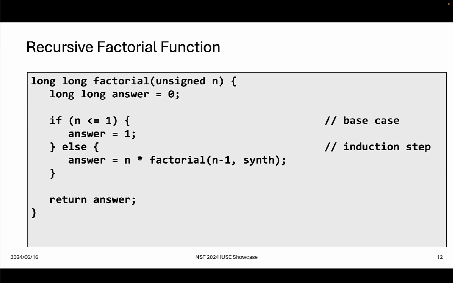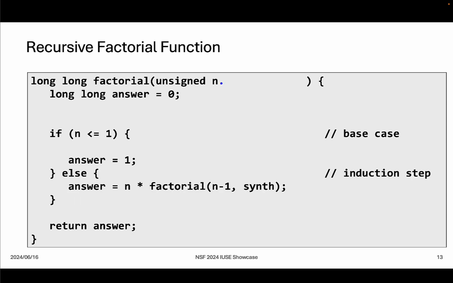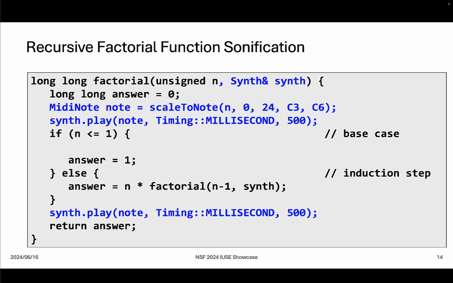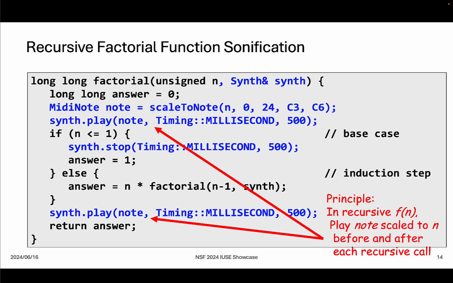But if we were to use the recursive version, make some space, create the synth parameter, create a note that's scaled to the value of n, the value on which we're recursing, play that note before and after the recursive call, and when we reach the base case, temporarily stop the synthesizer, just so we get a break. Here, the principle is that for a recursive function, we play a note scaled to the n, the value on which we're recursing, before and after each recursive call.